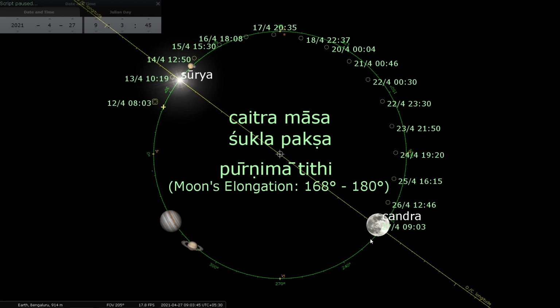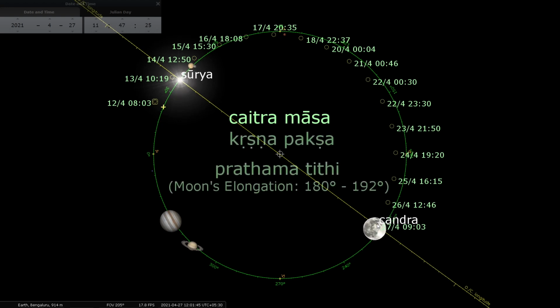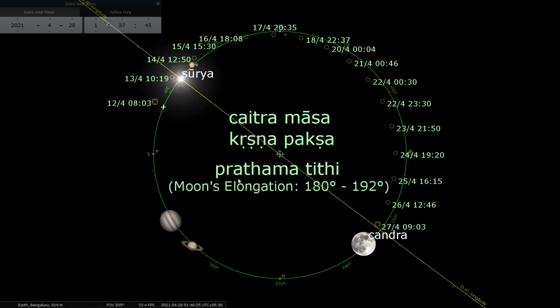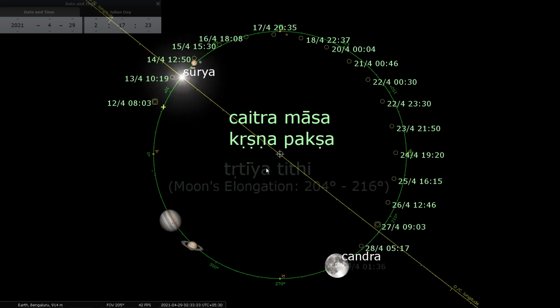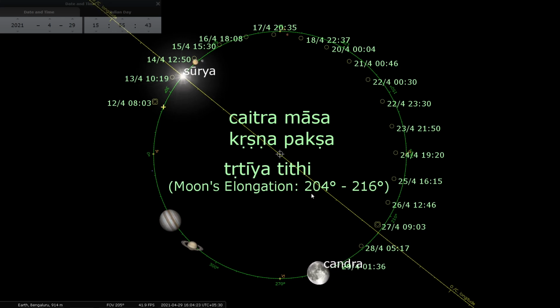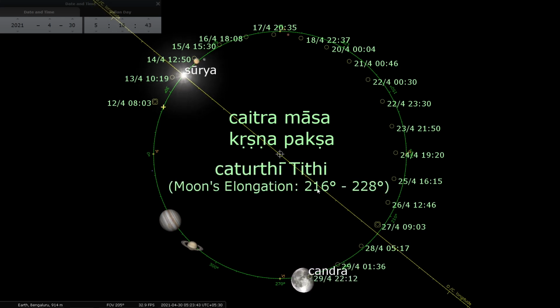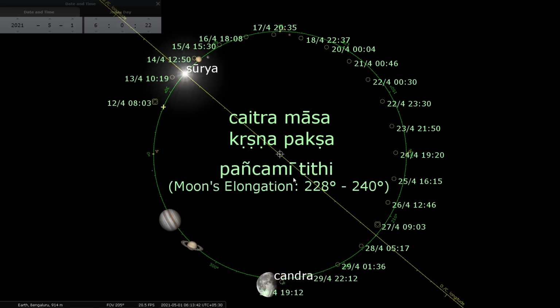Now when I proceed with the animation, you will see that the count resets back to Prathama. So doesn't that create a confusion? There are two Prathama Tithis? Yes, but the Paksha is also going to change. Am I right? So Krishna Paksha Prathama Tithi, Krishna Paksha Dvitiya Tithi, and so on. And now the angles are all greater than 180. You are moving from 216 degrees to 228. You always measure the angles in the direction of motion.